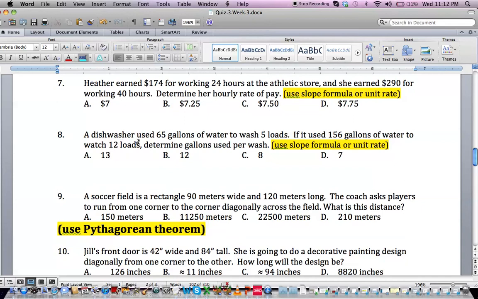Number 8, a dishwasher used 65 gallons of water to wash 5 loads. If it used 156 gallons of water to wash 12 loads, determine gallons used per wash. Again, 2 choices. Use the slope formula. You can do your ordered pair and do your slope formula, find the slope, or unit rate. However you do it, show your work.